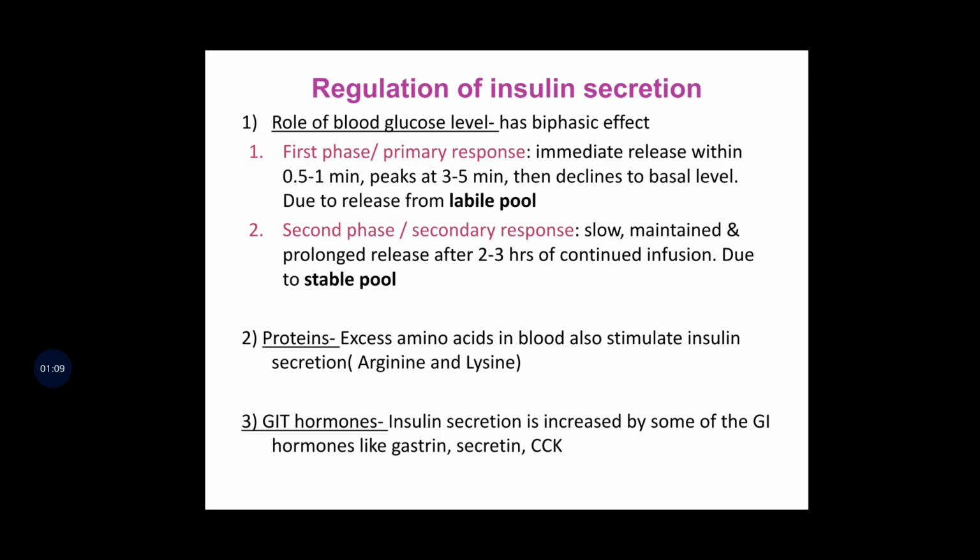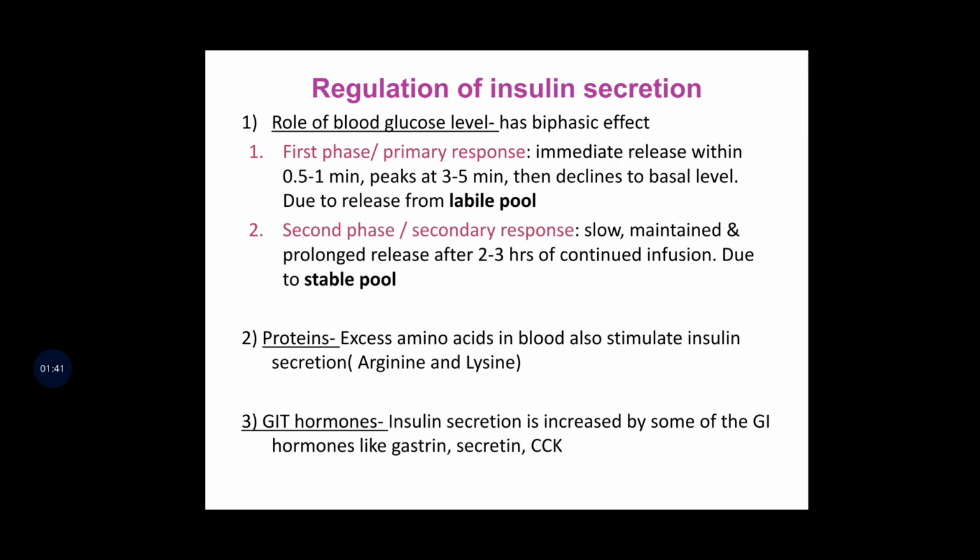The second phase is the secondary response. This is not as immediate as the primary response. It is a slow response. It is a maintained and prolonged release after 2 to 3 hours of continued infusion, and this is due to the already stable pool.